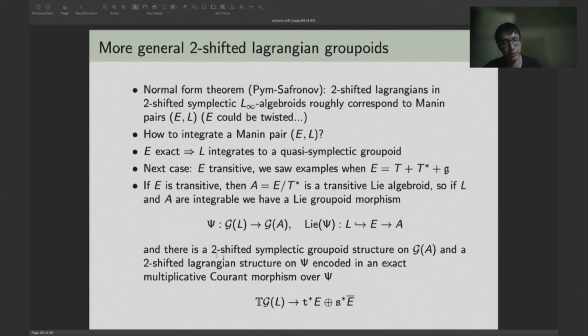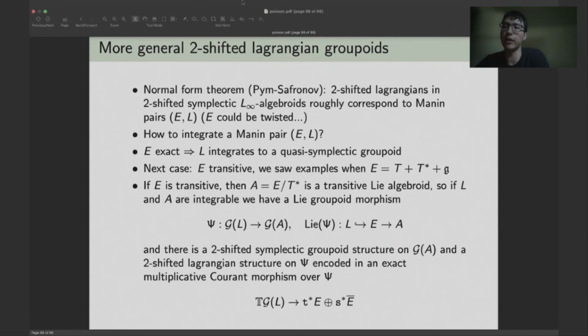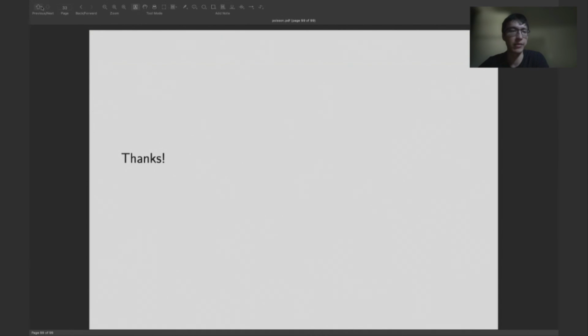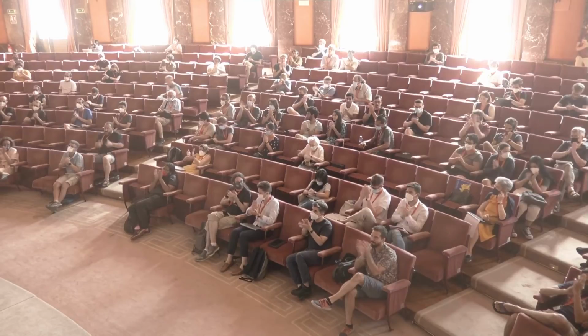And it turns out that we can also integrate this object in the sense of a two-shift Lagrangian. There is a two-shift symplectic groupoid structure on the target. And the fact that L sits inside E as a Dirac structure is captured in the fact that there is a two-shift Lagrangian structure on this groupoid morphism, that we can encode as a multiplicative current morphism over psi. Yeah, that's basically what I had in mind. Sorry for the technical problems.